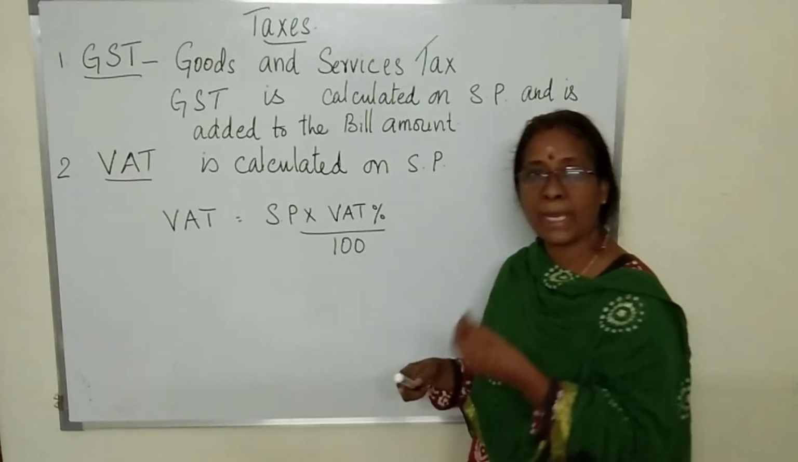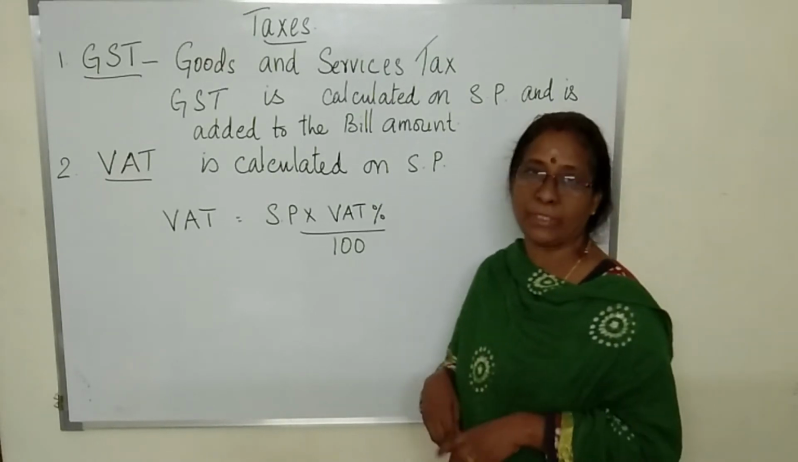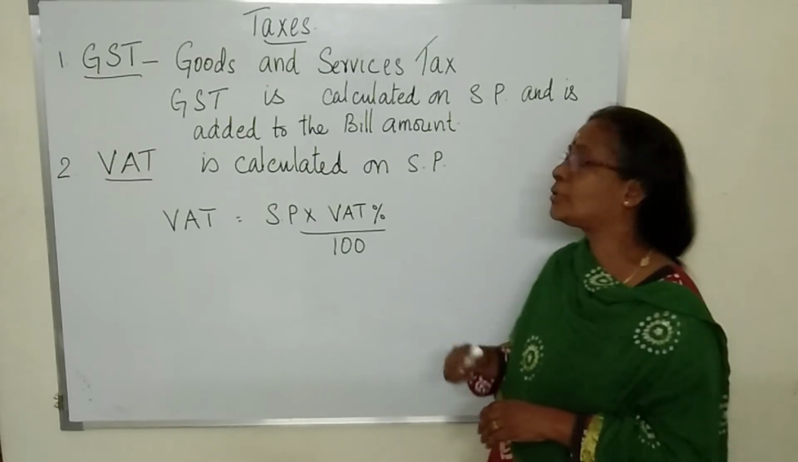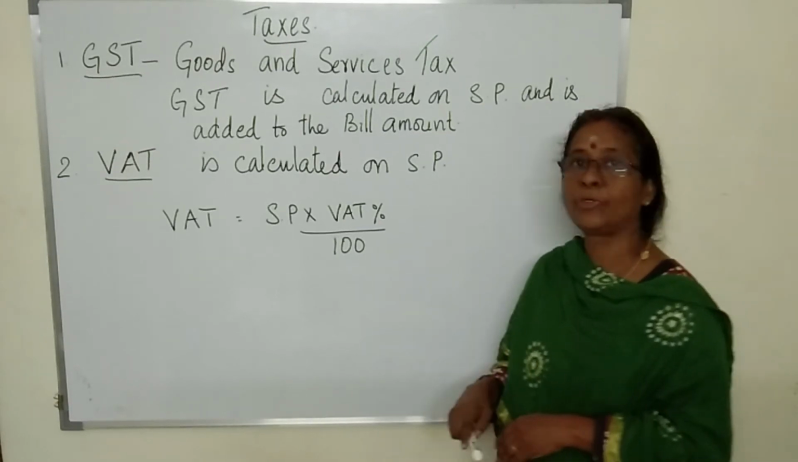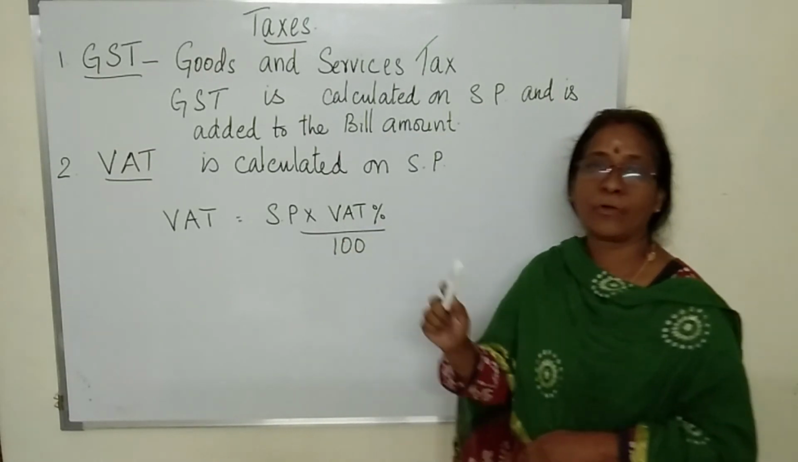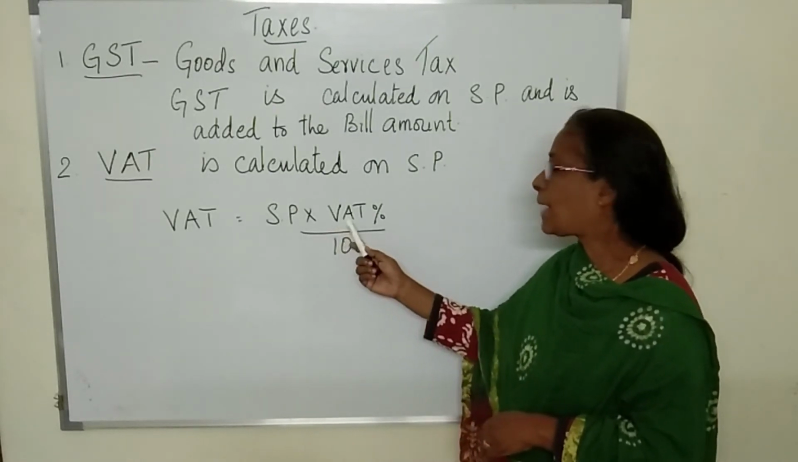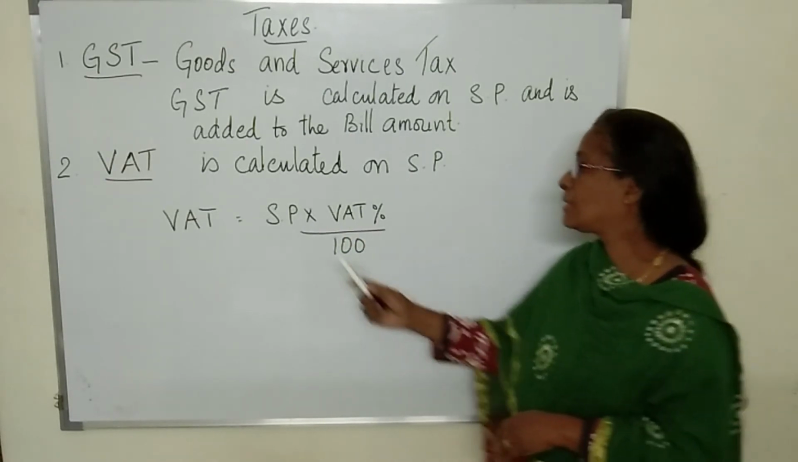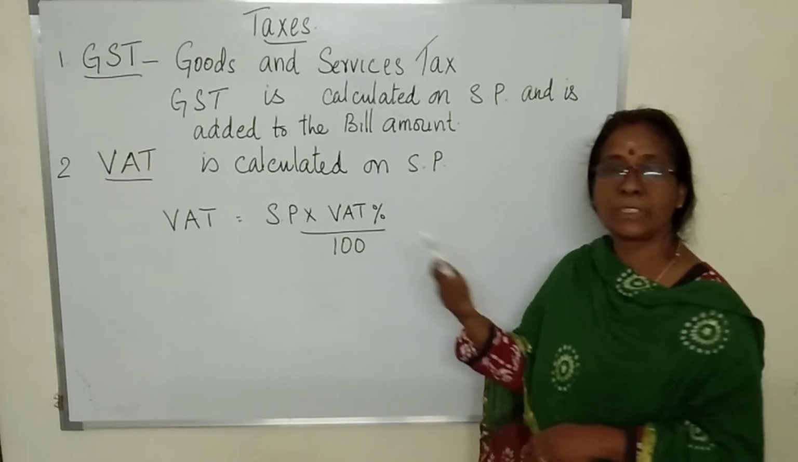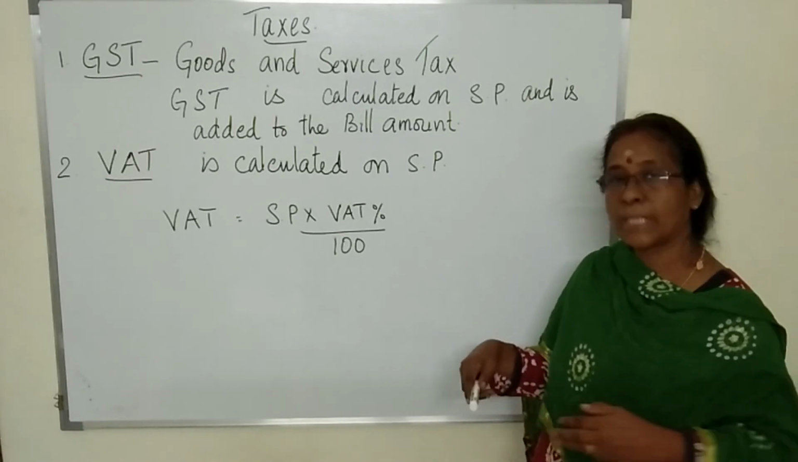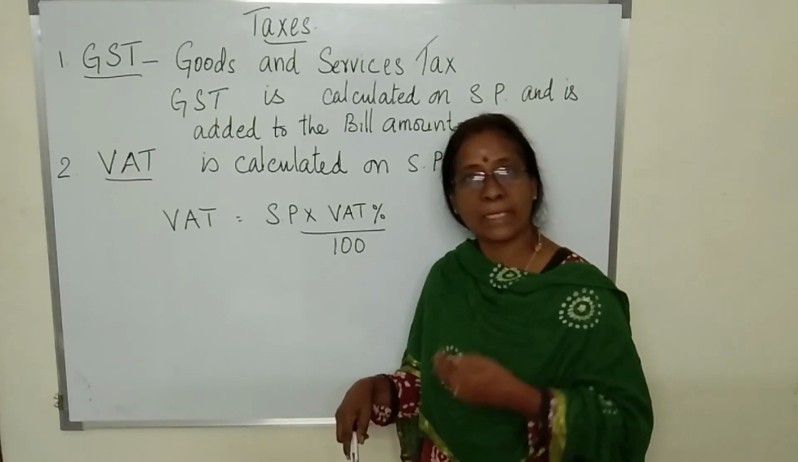So when you pay, it will be the value of the materials you bought plus GST. And VAT is also calculated on SP, whatever the percentage of VAT is. For example, if they are taking 5% VAT, we have to find SP multiplied by VAT percent upon 100. If it is 5%, it is 5 upon 100. If it is 8%, it is 8 upon 100. That amount we have to pay along with the selling price.